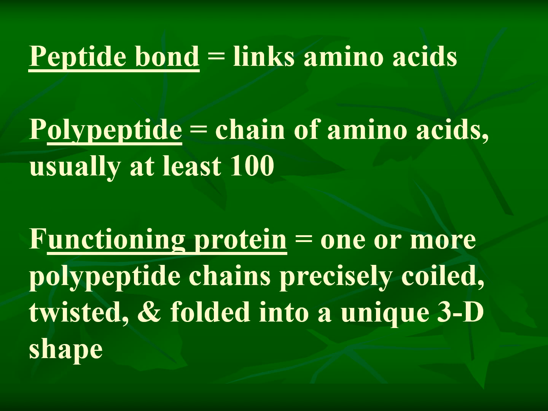So a peptide bond links those adjacent amino acids together. A polypeptide just refers to a chain of amino acids, usually at least 100 amino acids in length. And then a functioning protein is when you have thousands of amino acids linked together, and it usually does not remain as a long chain. It'll be twisted, coiled up into its unique 3D shape.